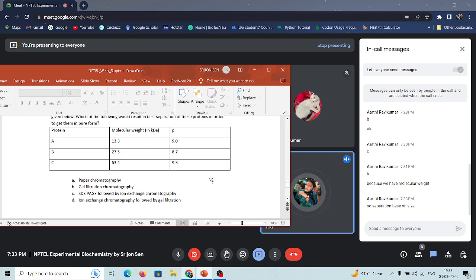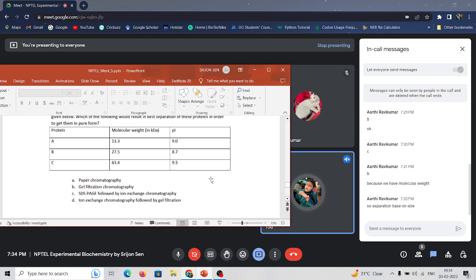So if these are 13.3 and 27.5, it is possible that B is a dimer of your A, and also it might be possible that C is a tetramer of your A. Possibility is there, or a dimer of your B. So that's why when you're running it on an SDS PAGE, if it is a dimer or a trimer, you will see all of them running together. That's why you cannot separate them. So therefore you do not know whether it's a dimer or a trimer or any other polymer.